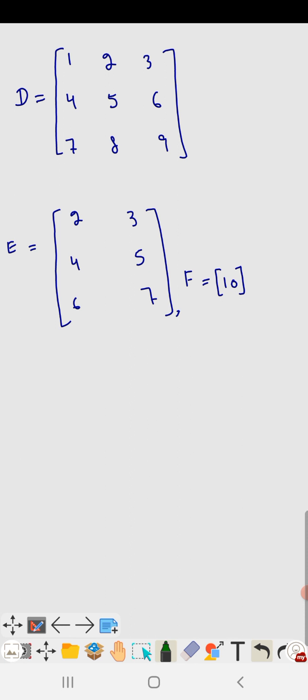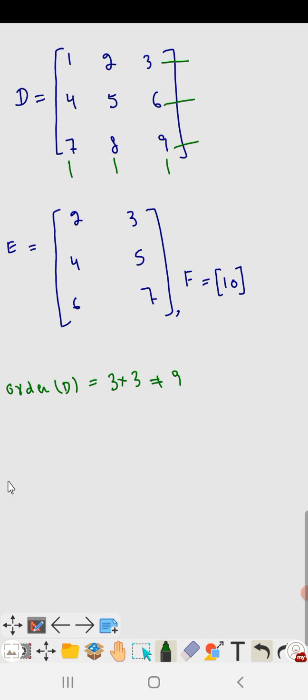Now consider matrix D. We see that there are three rows and three columns in matrix D. This is R1, this is R2 and this is R3 and this is column 1, this is column 2 and this is column 3. So order of matrix D will be 3 by 3. Remember that here 3 by 3 is not equal to 9.